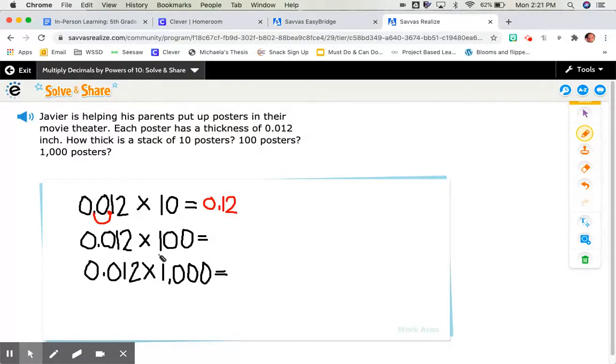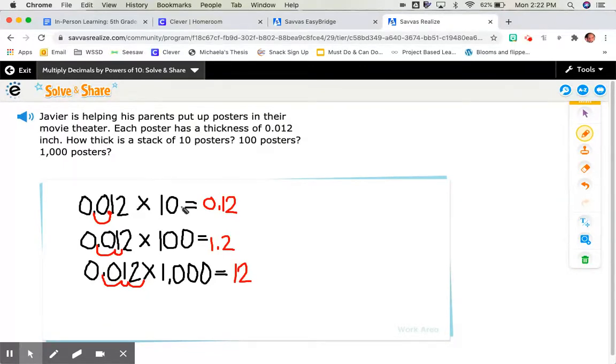On this one, 12 thousandths times 100 means it's getting 100 times bigger. I need to make this number 100 times bigger by moving the decimal place to the right 2 times. 1, 2, and my answer is 1 and 2 tenths. And finally, this number is going to become 1,000 times bigger. 1,000 has 3 zeros in it. I need to make the decimal move 3 times to the right, and I end up with the answer 12.